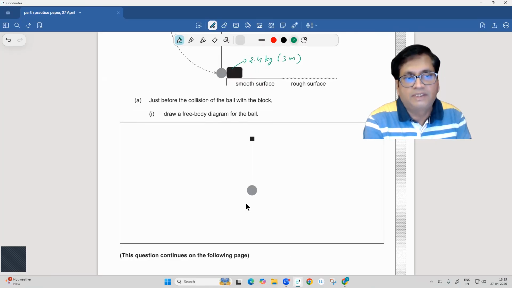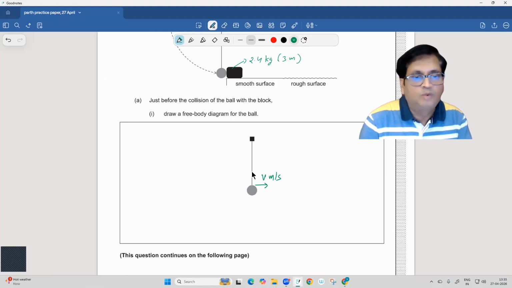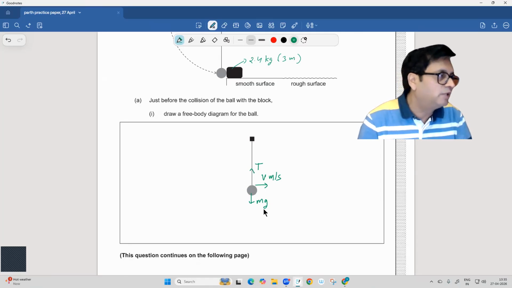So this was like this. The ball is connected like this, and the ball is moving at v meter per second, and it is attached to the string. So it will have a tension, and it will have mg acting downward, just before the collision. Right? And will the T be equal to mg? What do you think? Yeah, they will be equal.